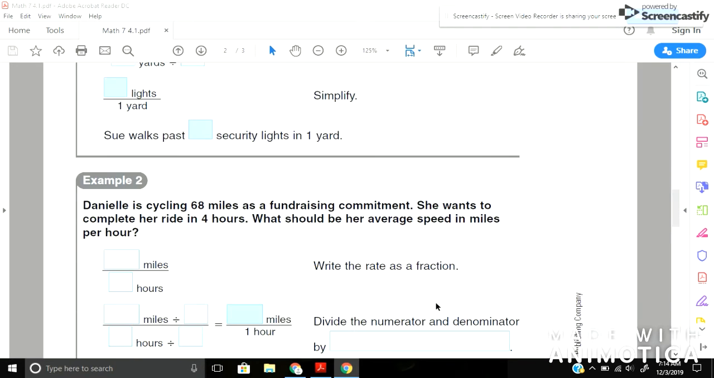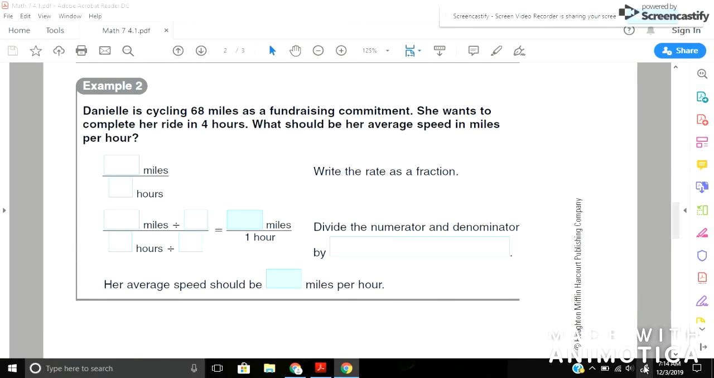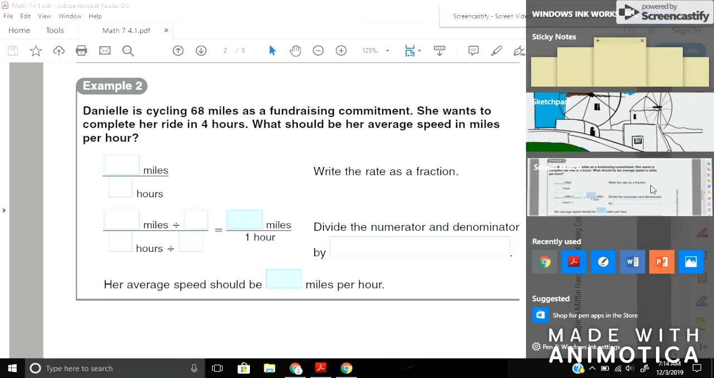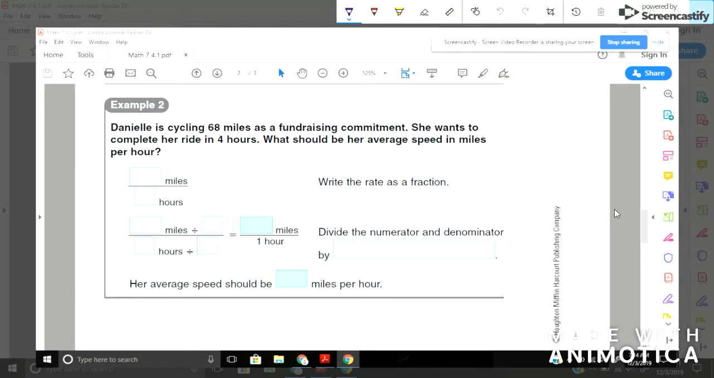All right, moving on to example 2 then. It says Danielle is cycling 68 miles as a fundraising commitment. She wants to complete her ride in 4 hours. What should be her average speed in miles per hour? Okay, well, let's start with what we know. She has to go a total of 68 miles, and she wants to complete it in 4 hours. Okay, again, we want to know miles per 1 hour.